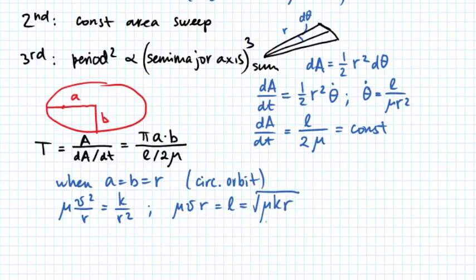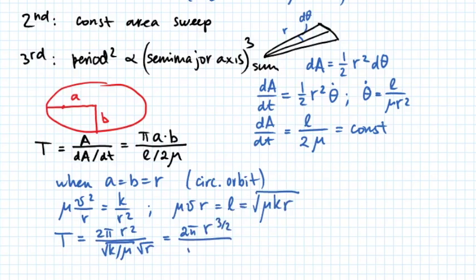Next, we can substitute that into the expression for the period, and we get 2 pi r squared divided by the square root of k over mu, and divided by the square root of r, or 2 pi r to the power 3/2 divided by the square root of k over mu. Remember that k is defined as G times m1 m2.